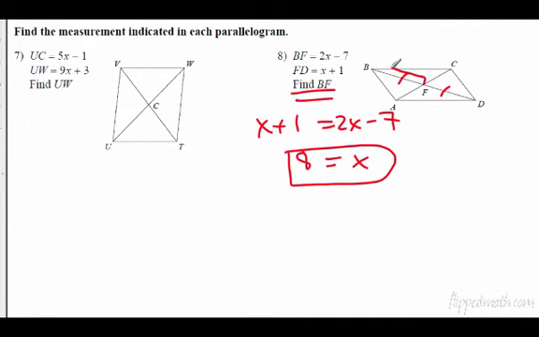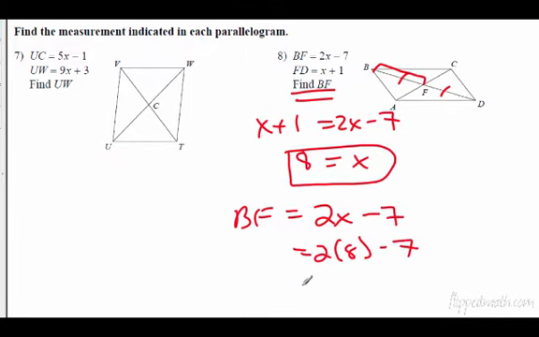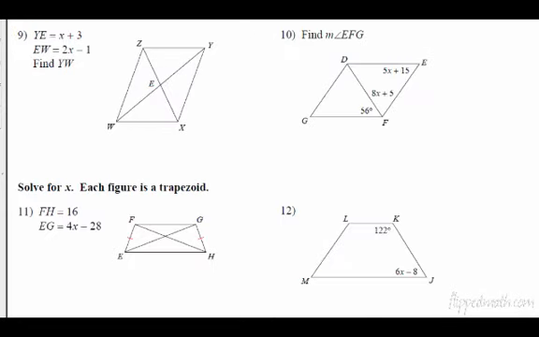BF is this. You've got to be careful. They might ask you to find BD, but BF is the top part. They told you it's 2x minus 7. So BF equals 2x minus 7, which would equal 2 times 8 minus 7, which is 16 minus 7. Hey, look at that. A fancy 9. How about that? We just did 8 problems super fast.